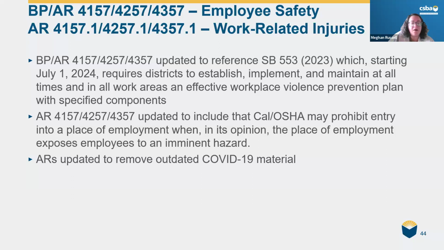And then AR 4157 was updated to include that OSHA may prohibit entry into a place of employment when, in its opinion, the place of employment exposes employees to an imminent hazard. So that could include something like COVID-19 or any other hazard. And so with the addition of that language, we also updated the ARs to remove some outdated specific COVID-19 material. So next slide, please.